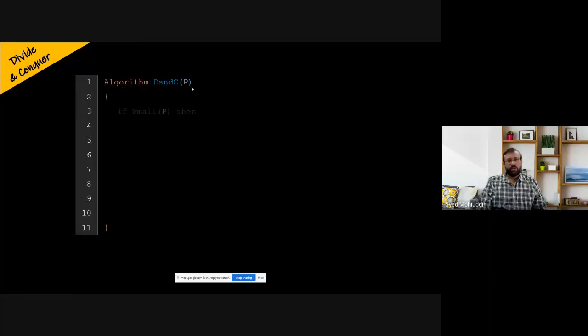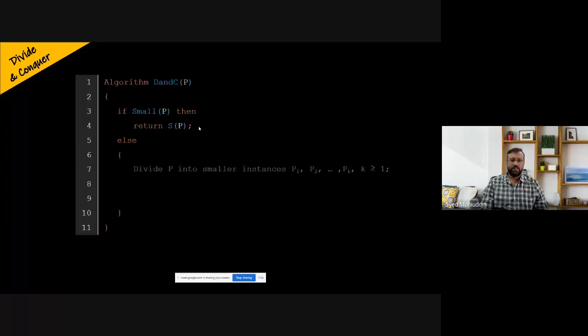Now, once this divide and conquer algorithm is called, the very first thing we check is if the problem P is small. If the problem P is small, that means we can easily find the solution. That is, S is the solution here for the problem P, and we return this solution S. Else, if the problem P is large, then we divide the problem.